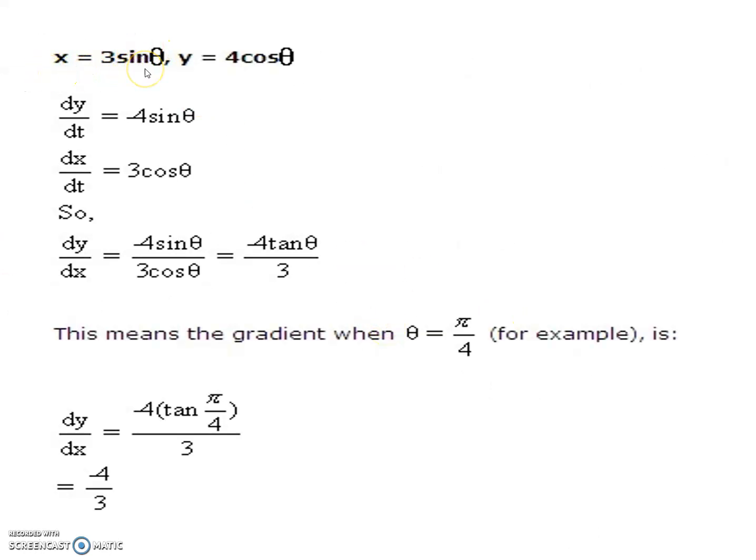If x is equal to 3 sin theta, a trigonometric function, and y is equal to 4 cos theta. In the previous example, t is the parameter; here theta is the parameter. So we take dy by d theta is equal to minus 4 sin theta, and dx by d theta is 3 cos theta. dy by dx is equal to minus 4 sin theta upon 3 cos theta, which is minus 4 upon 3 tan theta. Now we have to put theta is equal to pi by 4. So dy by dx is equal to minus 4 upon 3 tan pi by 4, where tan pi by 4 is 1. Final answer is minus 4 upon 3.